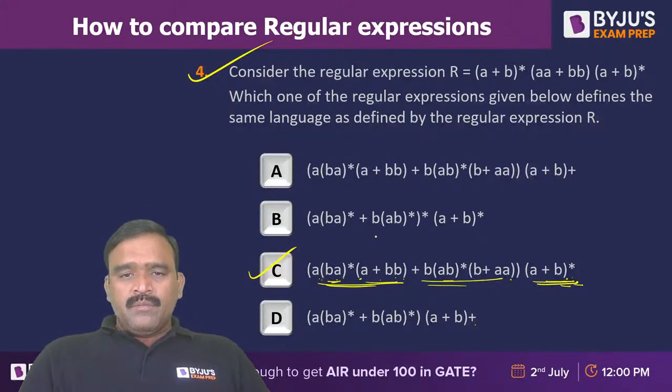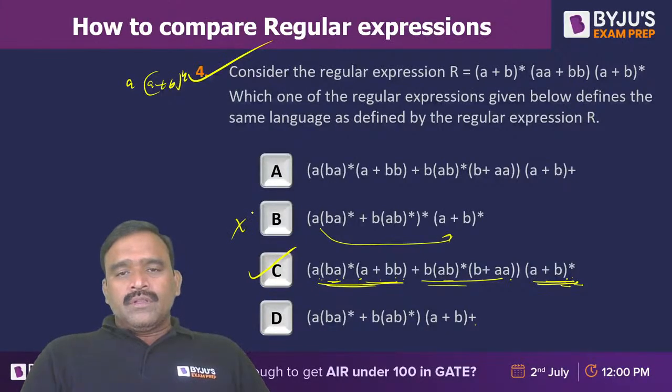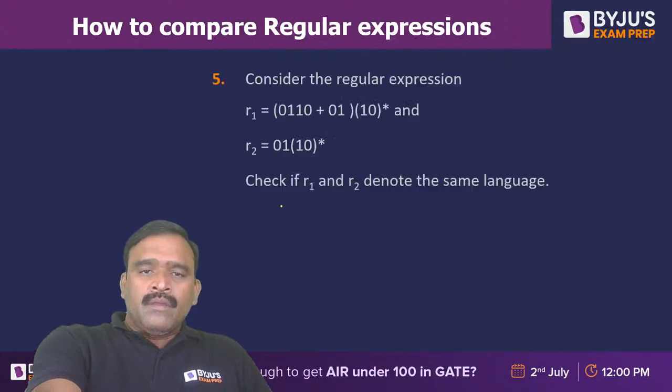And option B will not be correct because a single a is possible here: a followed by (a+b)*, a single a is possible in option B. So this is the right answer. Option C is the right option. Now coming to the next question, question number 5.